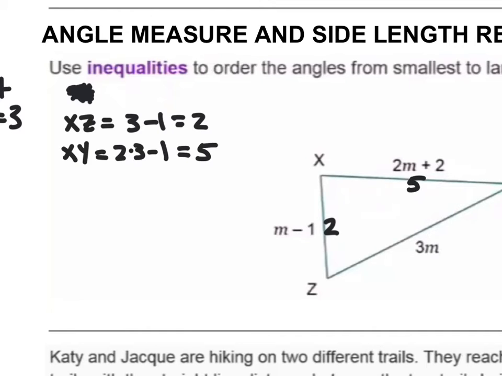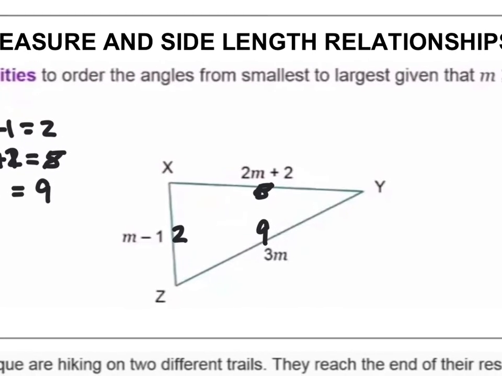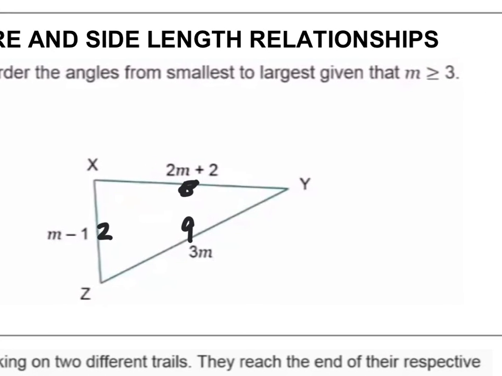And then we want to do YZ. Oh, this is 2 times 3 plus 2. I was thinking of the wrong thing. 2 times 3 plus 2 is 6 plus 2, which gives us 8. So sorry, this should be a value of 8, not 5. And then on the last one, 3 times 3 is just going to give us a value of 9. So what I've done here is we can now order from smallest to largest.